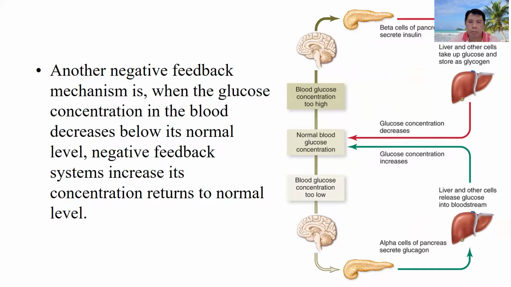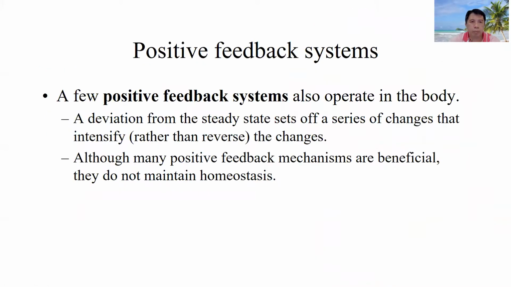Once the blood glucose level returns to the normal concentration, this will inhibit the alpha cells from producing glucagon. Otherwise, through this negative feedback system, the alpha cells of the islets of Langerhans would continue to secrete glucagon and continue to increase the blood glucose level above the normal level. So far, the two examples that we discussed are known as negative feedback systems.